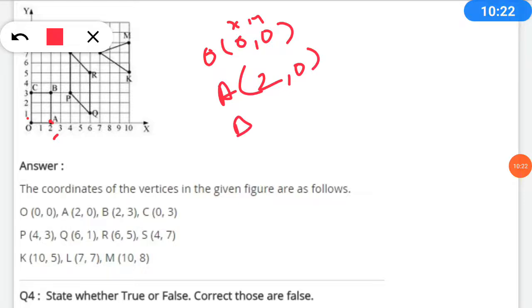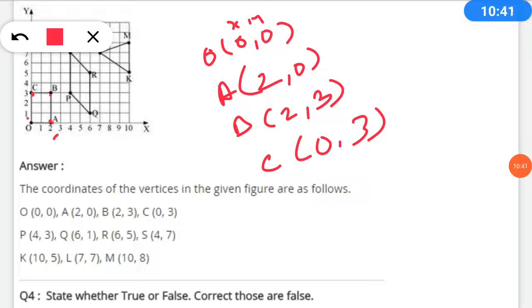B will be, here B is there, so B will be x axis 2 and y axis 3. C will be, as we are having the C, so here we can see that the x axis will be 0 and y axis will be 3. So these are the coordinates for this figure.